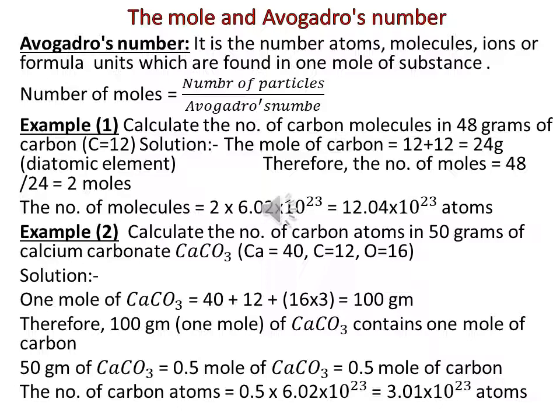Calculate the number of carbon atoms in 50 grams of calcium carbonate. Ca is 40, C is 12, O is 16. The molar mass of calcium carbonate is 40 plus 12 plus 16 times 3, because we have 3 atoms of oxygen. So the molar mass of calcium carbonate is 100 gram. 50 gram of calcium carbonate equals half a mole of calcium carbonate, equals half a mole of carbon. So the number of atoms equals half times Avogadro's number.